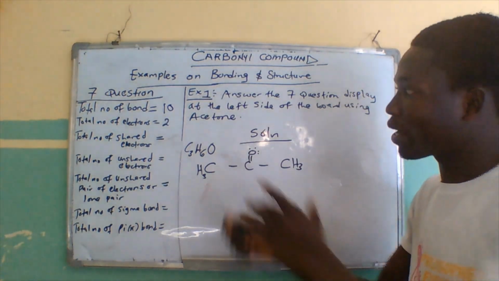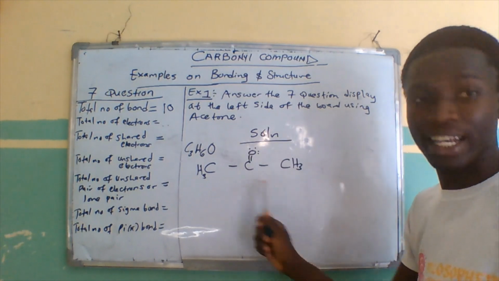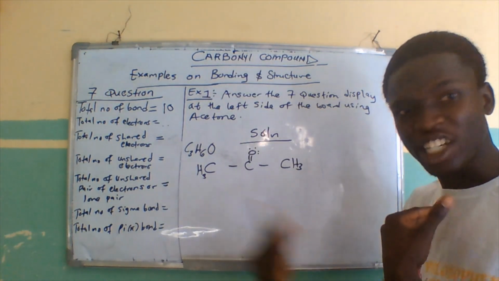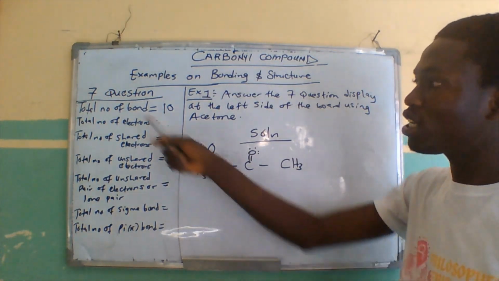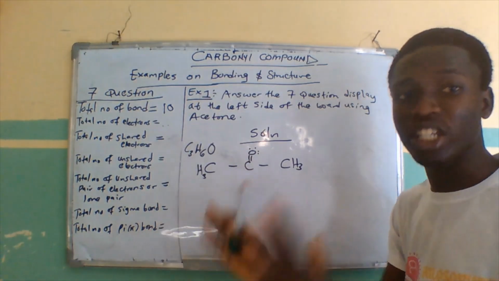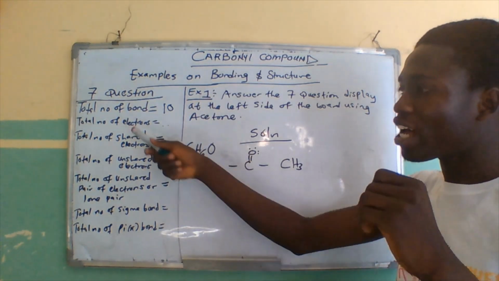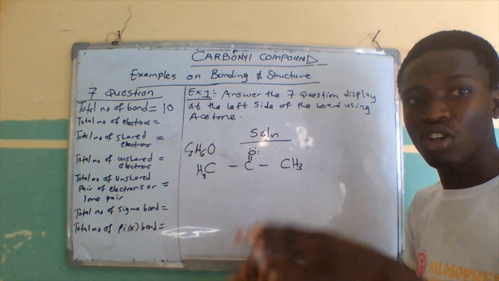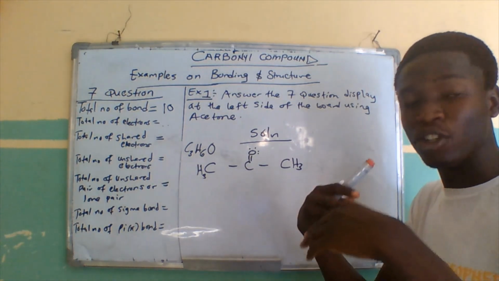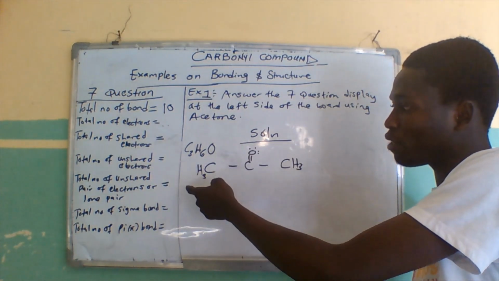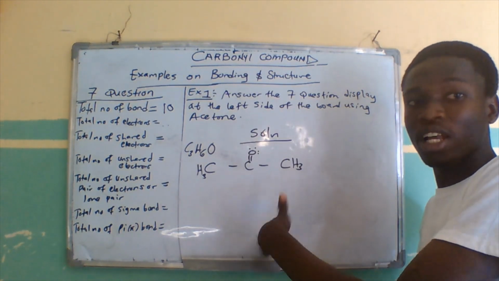Then total number of electrons. How many electrons do we count here? We counted 10. Anything bonding is shared electrons. You have shared it. So this total number of bonds is the total number of shared electrons. Now they ask you what's the total number of electrons. They are not telling you just the bond alone, even the ones that do not bond. So already we counted 10 bonds. So 10 times 2 is 20.